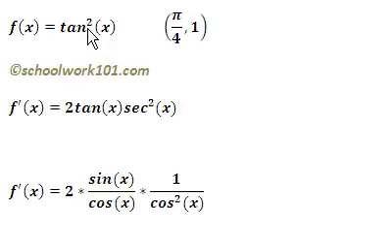So what we're going to do here is you take the 2, you bring it out front, you rewrite everything, and then we take the derivative of the inside and chain it out. And the derivative of tan x is secant squared x.